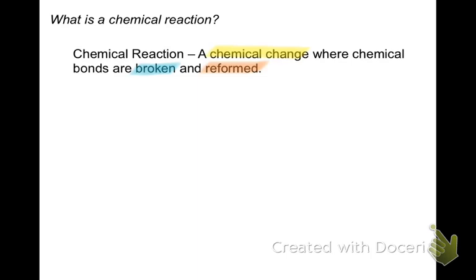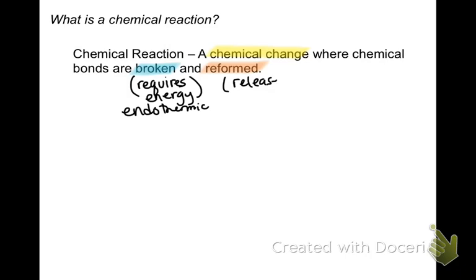So just as a reminder, too, back when we first talked about bonds, we said that anytime you want to break a bond, that's going to require energy. Okay. So remember, we call that endothermic. And then reforming is going to release energy. Anytime you make a bond, you're going to release energy. And that's exothermic.